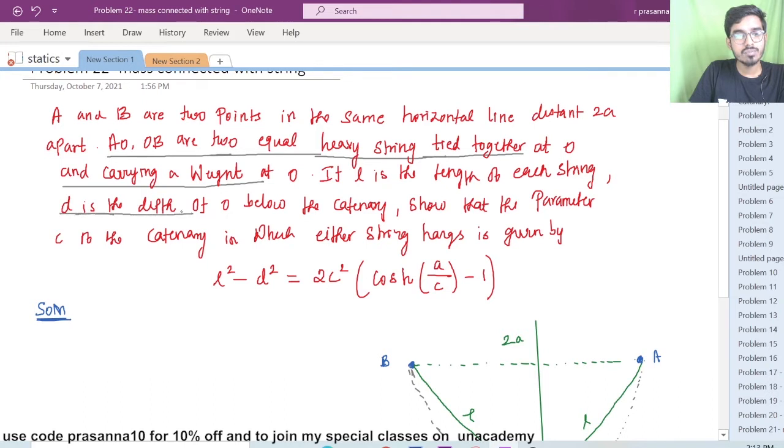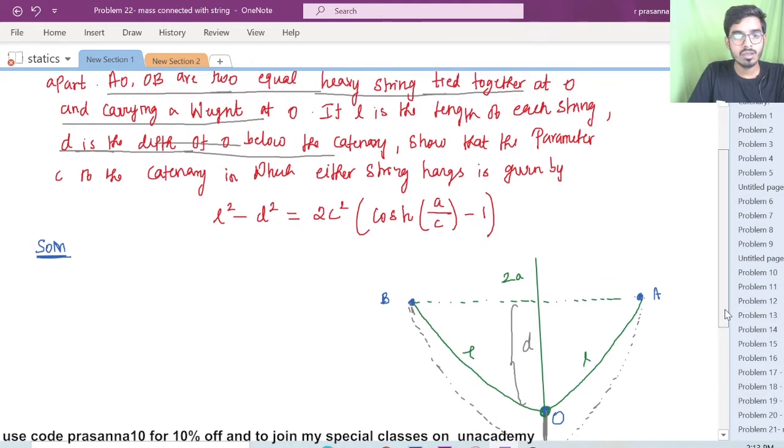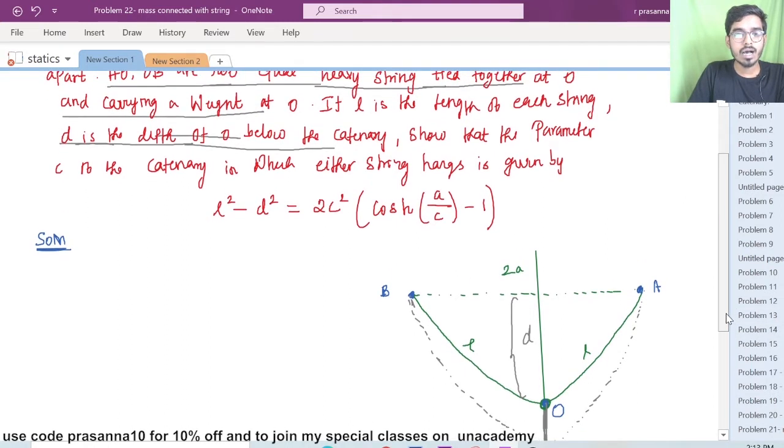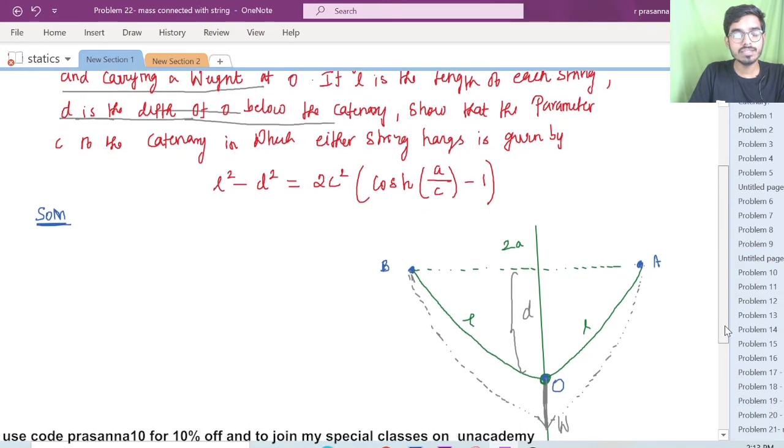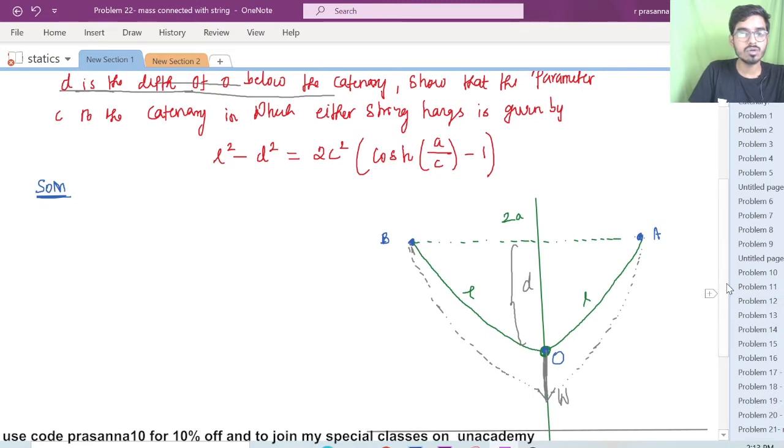D is the depth of O below the catenary. They have given the depth of O, right? They have given this D, that is from ear to ear, the distance is D. We need to show that L square minus D square is equal to 2 C square times cosh(A by C) minus 1. This is what we need to show.